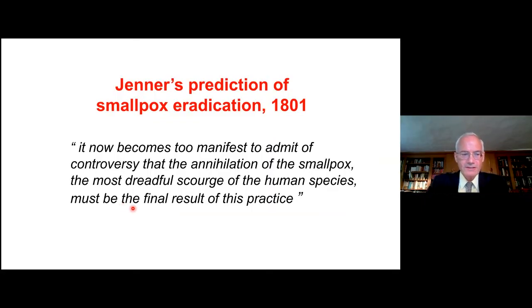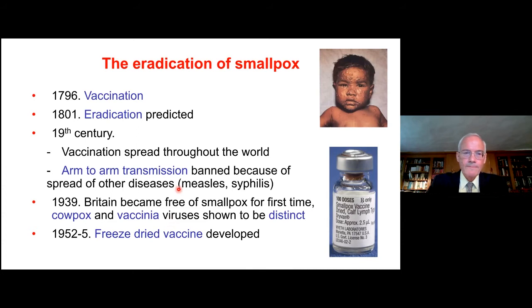Well, it was blindingly obvious that vaccination worked, and this enabled Jenner just 5 years later to predict the eradication of smallpox. And in 1801, he wrote, "It now becomes too manifest to admit of controversy that the annihilation of the smallpox, the most dreadful scourge of the human species, must be the final result of this practice." And he was right, but it did take another 176 years. So why did it take so long?